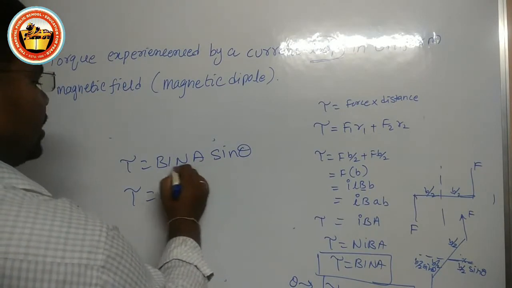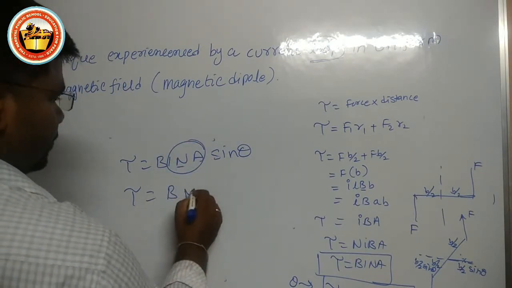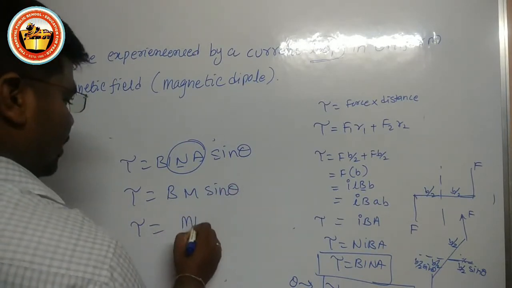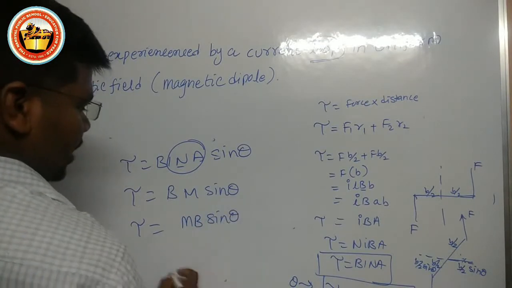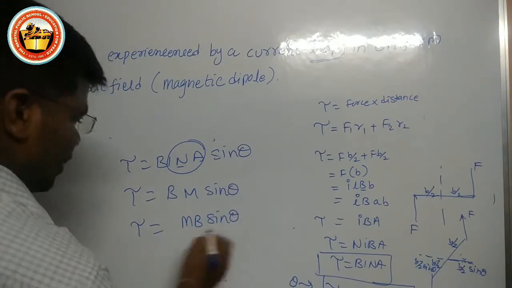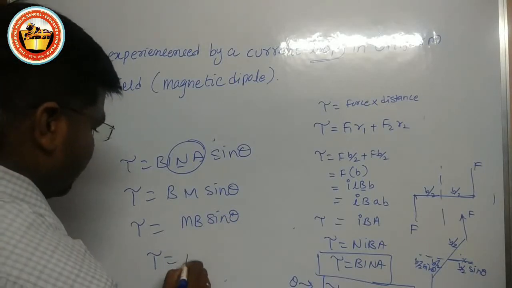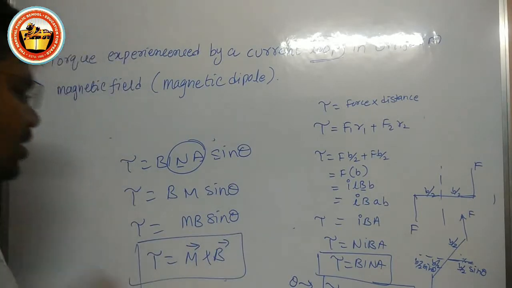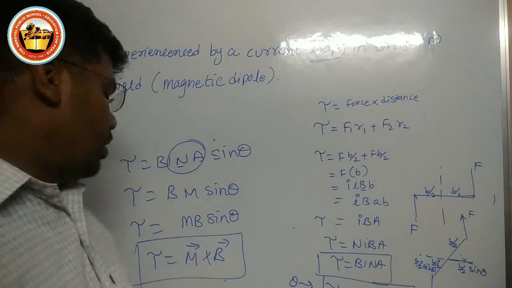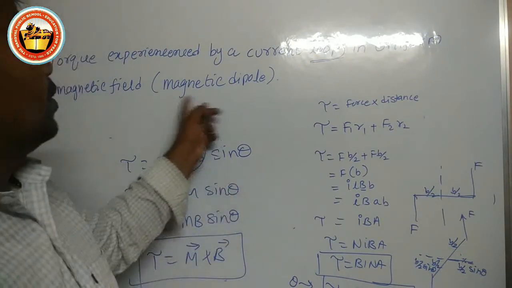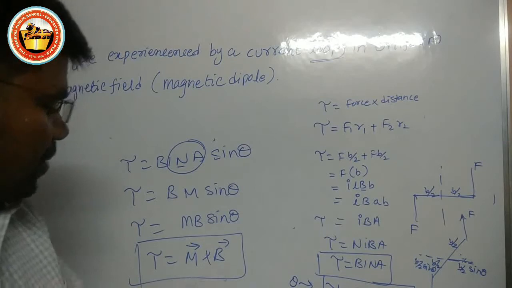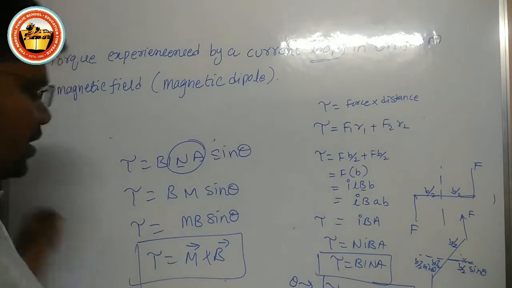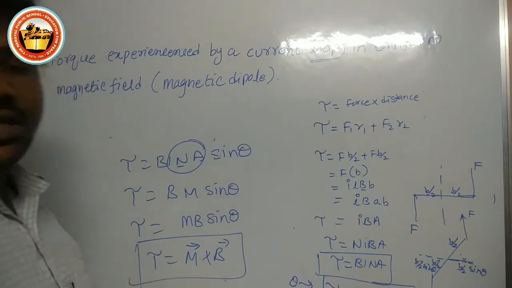Here B, number of turns, current into area, we can take M sin theta. Okay, tau is equal to MB sin theta. Understand this, it is a vector product. Tau is equal to M bar cross B bar. According to vector notation, we can write tau is equal to M cross B, where M is the magnetic moment or magnetic dipole, and B is the magnetic field. Understand?